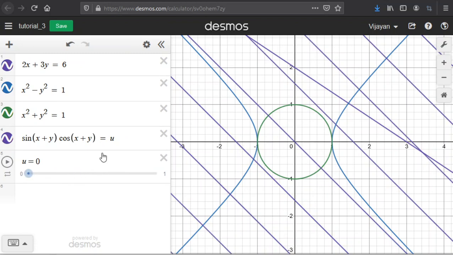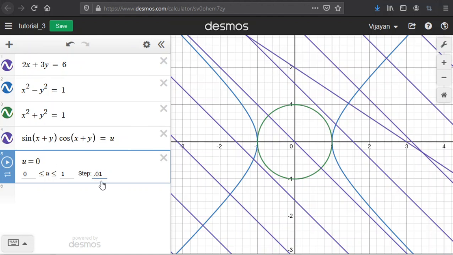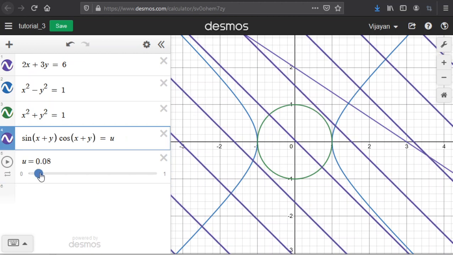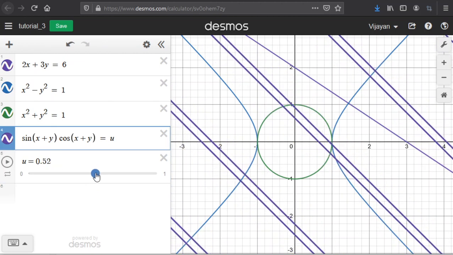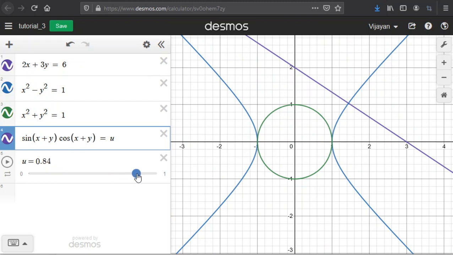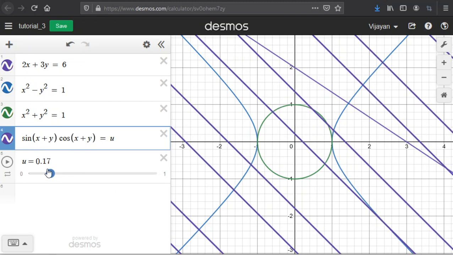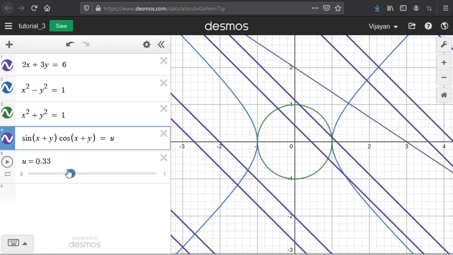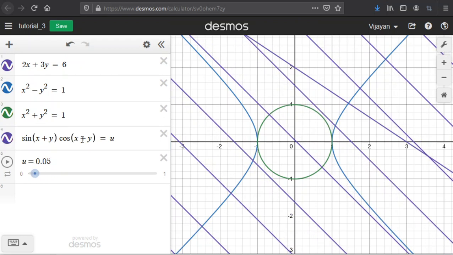It is not sliding. I think I have made some typing mistake. It is 1.01; it should be 0.01. Sorry. So I will click outside. Now see, as I increase the slider, how the graphs are getting connected. That is for sin x plus y and plus sin x plus y, and then here I have to give minus. Sorry.